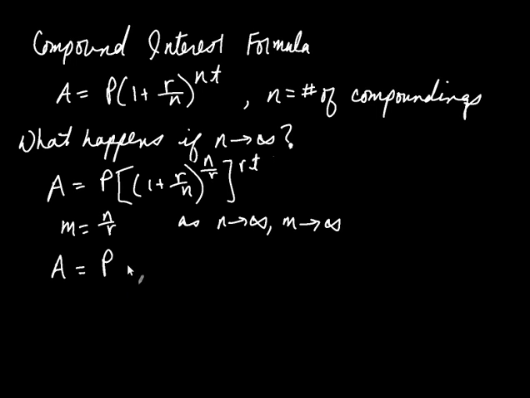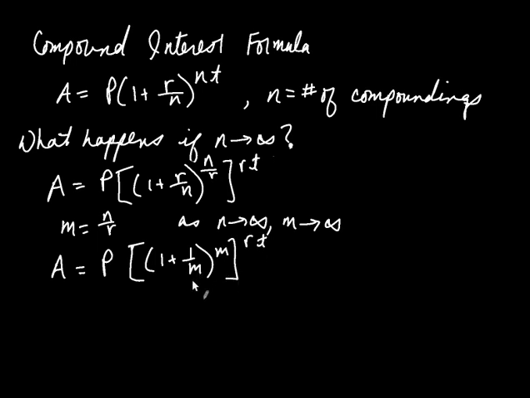So we've got bracket, parentheses, 1 plus r over n. That's the reciprocal of n over r, right? So this is an m, this is the reciprocal of m, so it's 1 over m raised to the n over r is simply equal to m, and then raised to the rt.